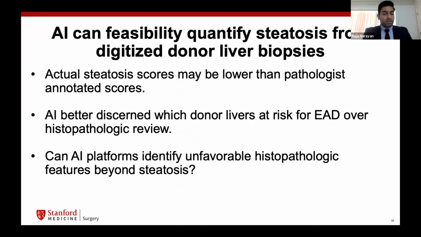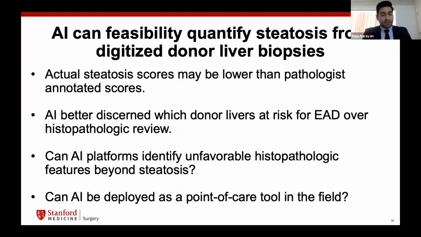In the future, we're interested in developing the AI platforms further to identify other unfavorable histologic features, such as fibrosis and hepatocyte ballooning. And we're also interested in developing a device that can be used as a point of care tool in the field with teams that go for procurements to help streamline the process of determining the donor liver quality to bring these livers back to recipients sooner.